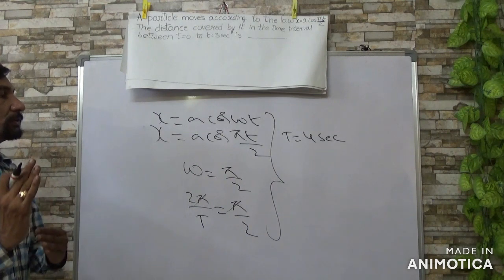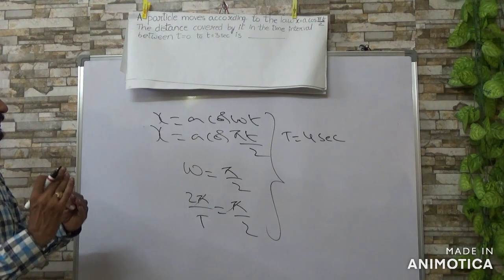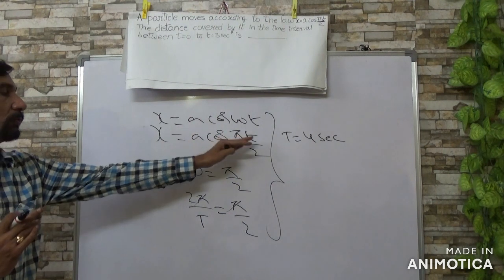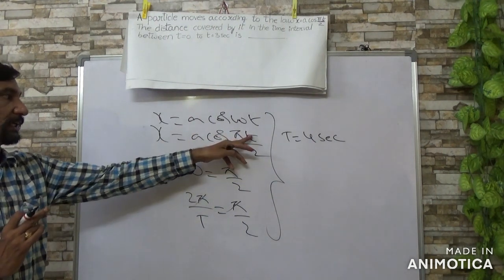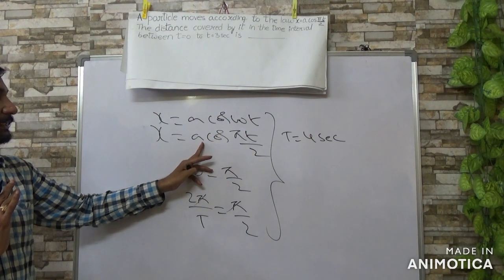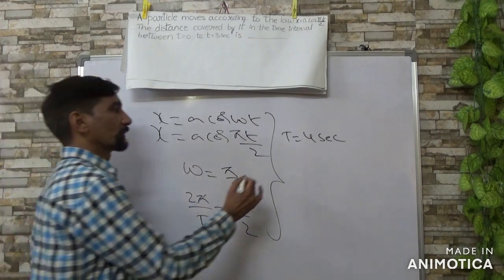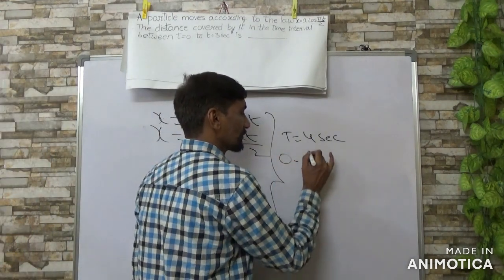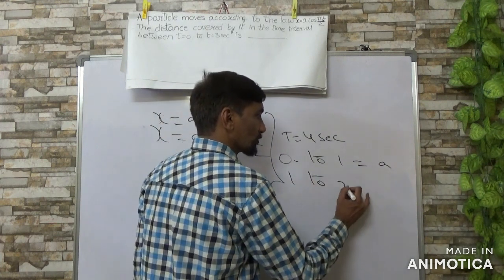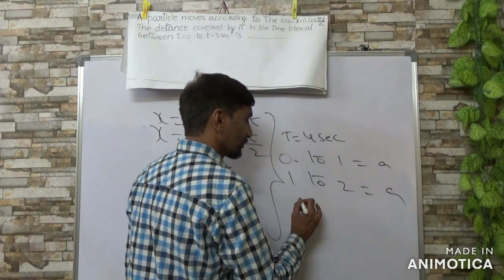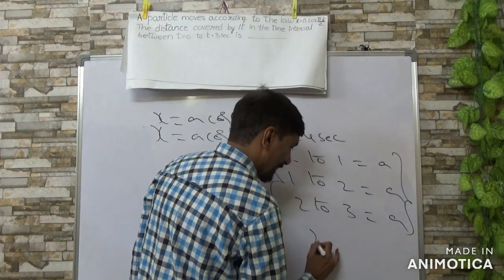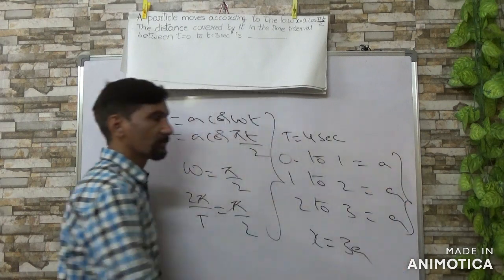So time taken from 0 to 1. See, in the beginning, if you take this as 0, x equal to a. So the distance traveled from 0 to 1 second is a. 1 to 2 seconds, another a. 2 to 3, a. So the total distance traveled is 3a.